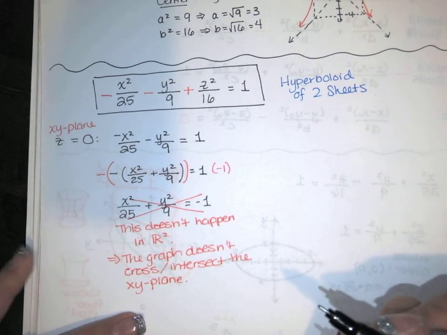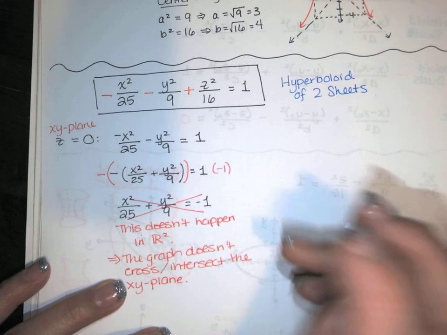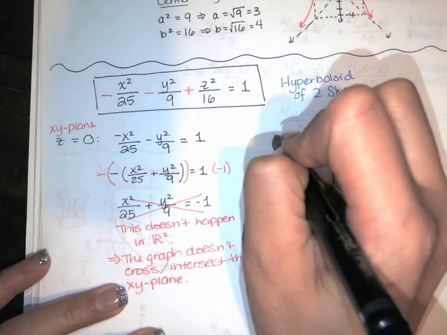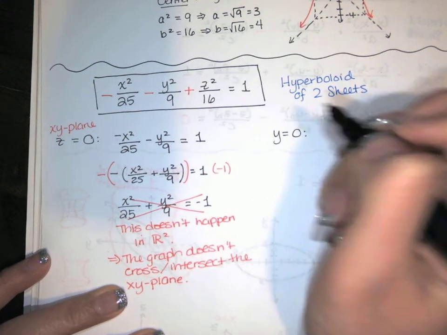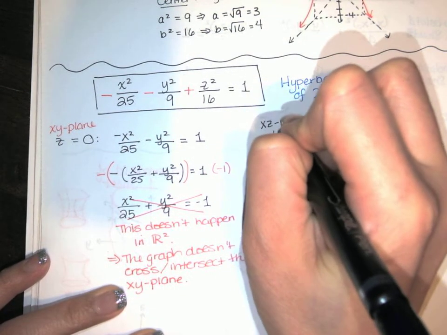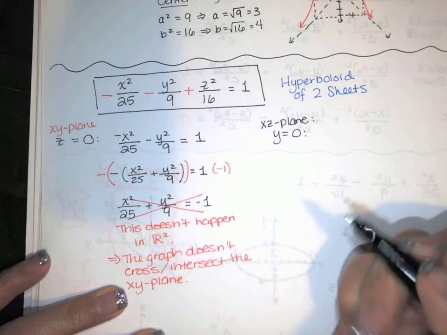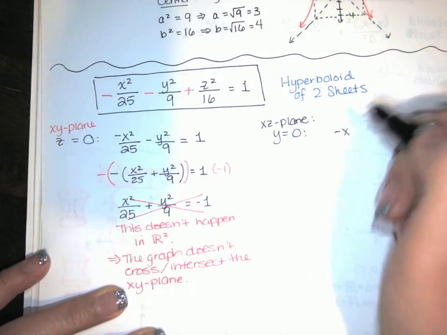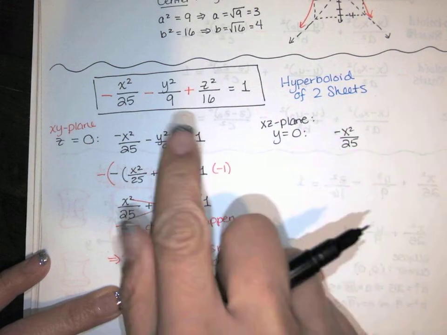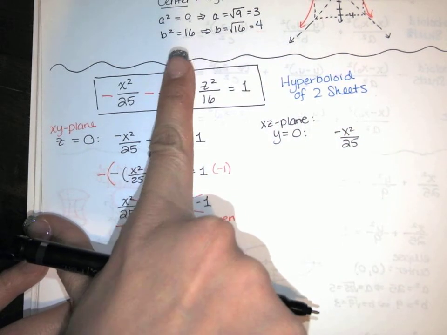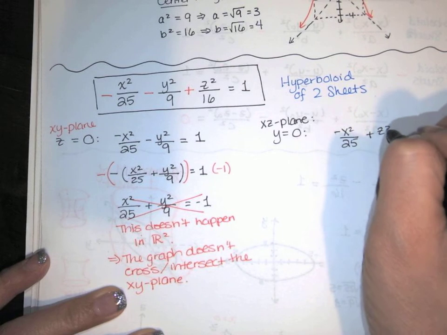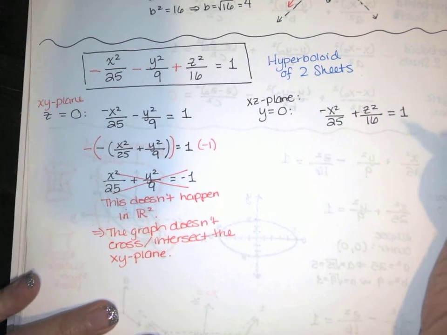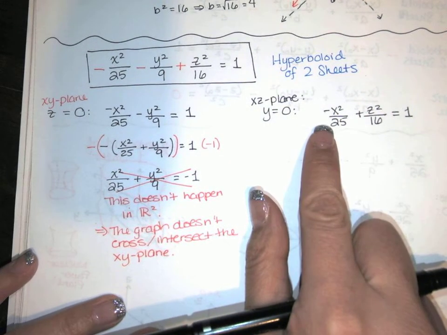Now let's set one of the other variables equal to 0 and see what happens. We set z equals 0. This time let's set x or y equals 0. So we'll set y equals 0. That means we are in the xz plane. So x is -25, we've got this negative x squared over 25. Y is 0, that's gone. And then we're adding z squared over 16. And that equals 1. I hope you see it. We've got a positive and a negative. That's a hyperbola.